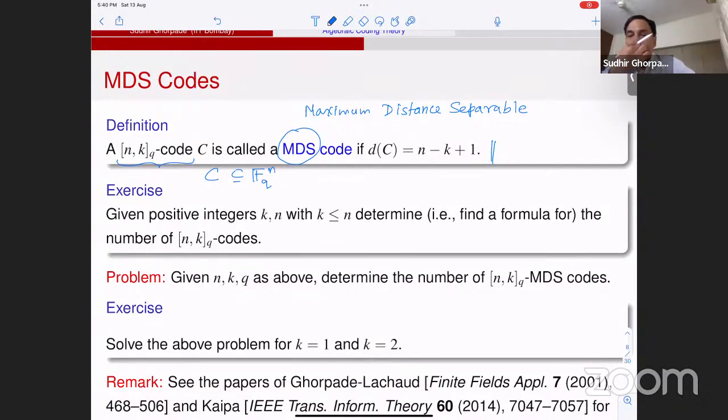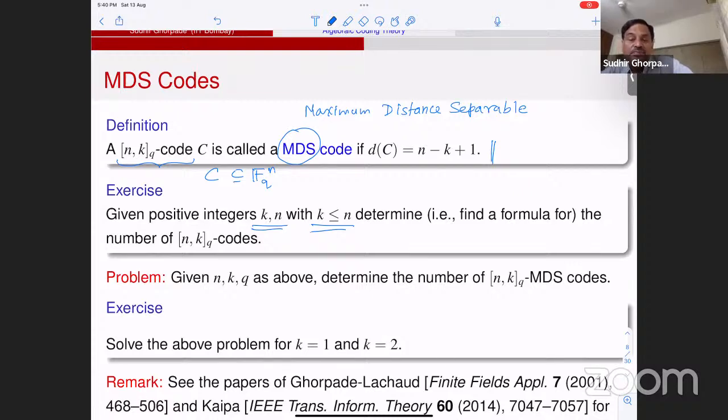Here is already a very nice problem. But maybe before that problem, I can ask you a simple exercise. Let's suppose I fix some positive integers k and n, k less than or equal to n. How many codes can there be of length n and dimension k? Find a formula for the number of [n, k, q] linear codes.